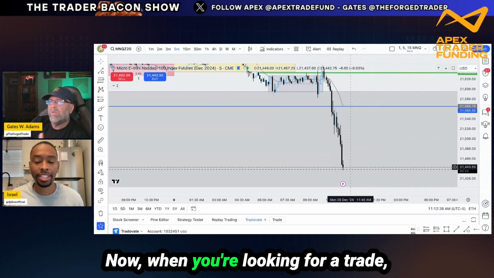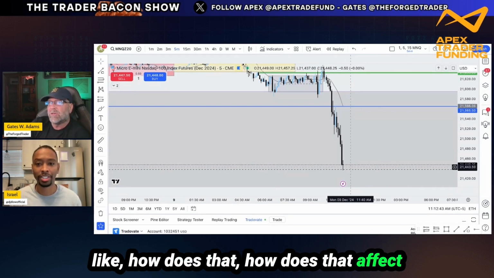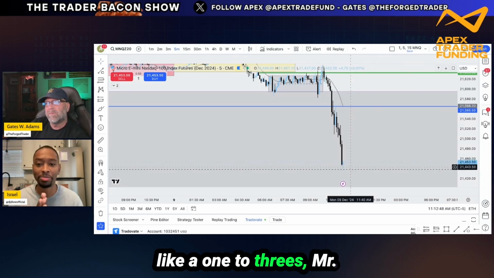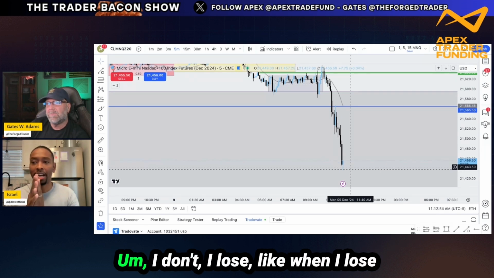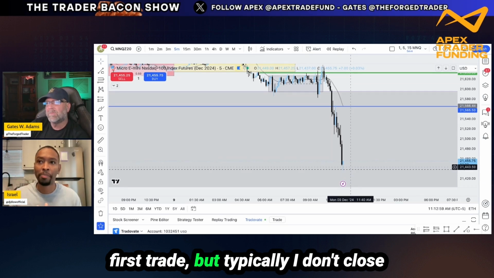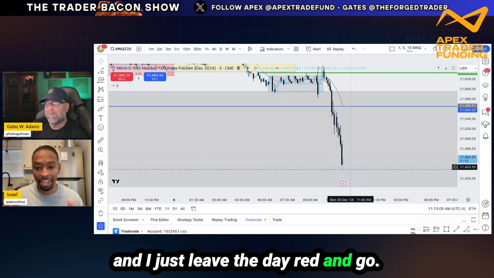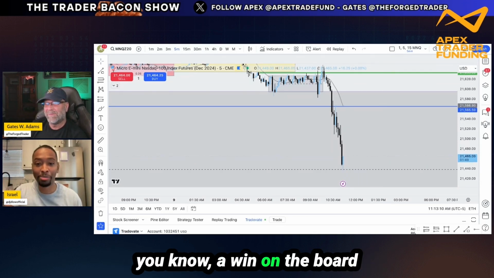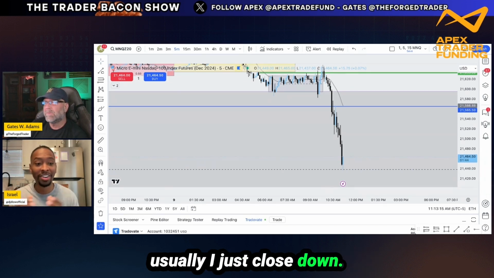Now, when you're looking for a trade, are you looking for a specific RR, or how does that affect your decision making in the process? Yes, and I always like 1 to 3s, Mr. Gates. The 1 to 3 ratio to me is better than 1 to 2. When I lose a trade like this morning, I typically don't close out a 24-hour period where I lose and just leave the day red and go, because I'm just anxious like that. So I get back in and try to get a win on the board before I close my charts officially. If I lose the AM session, usually I just close down and come back in the PM.